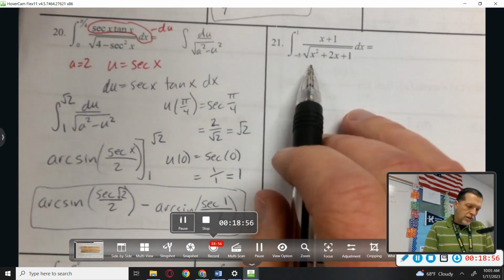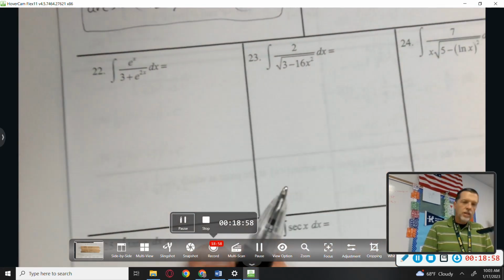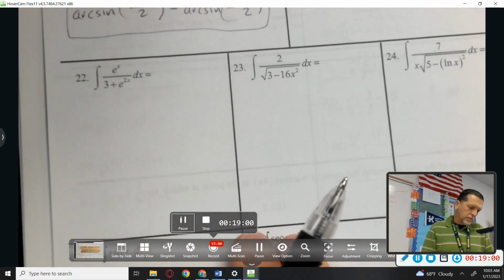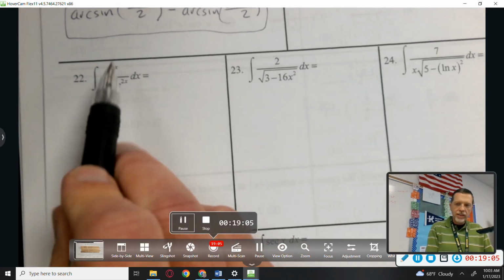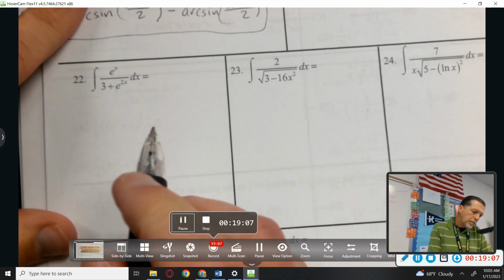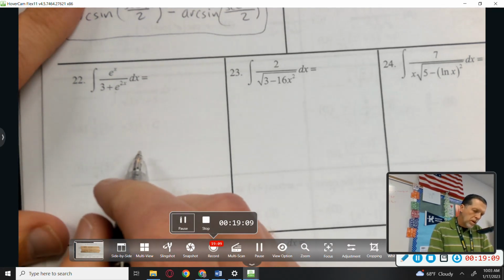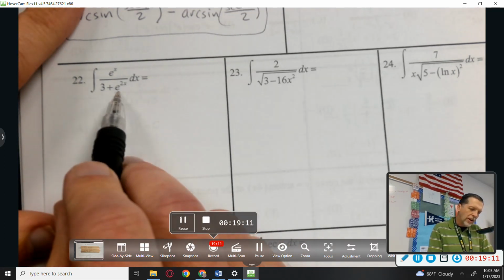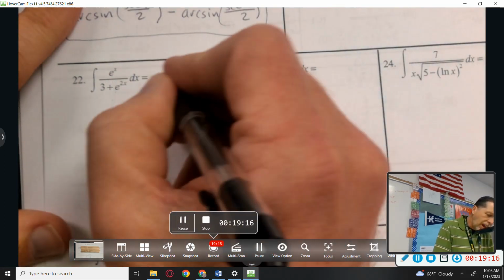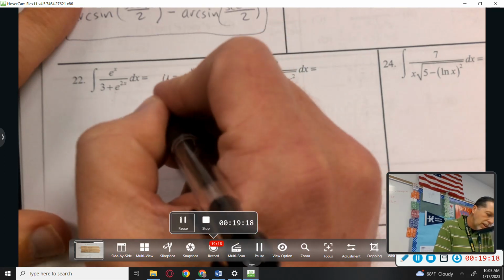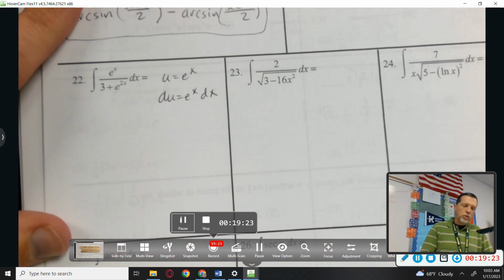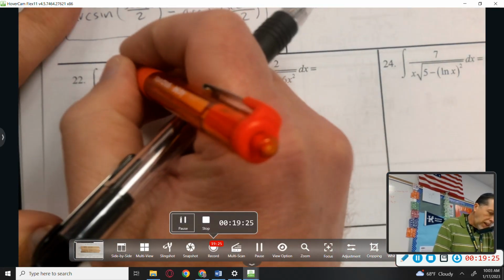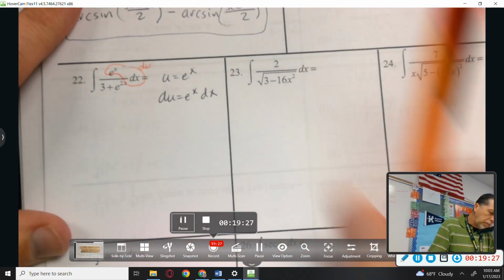Okay, 21. Oh, we're doing just evens. 22 looks a little bit like number 12. No, because if I take the derivative of e to the 2x, that's not going to work for me. So this looks like something squared. And if u is e to the x, du is e to the x. And that's always kind of tricky because which one do I use? Except that this will be du.